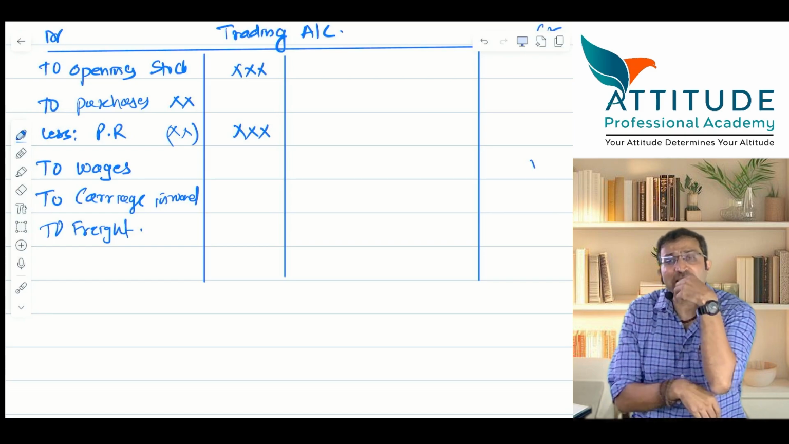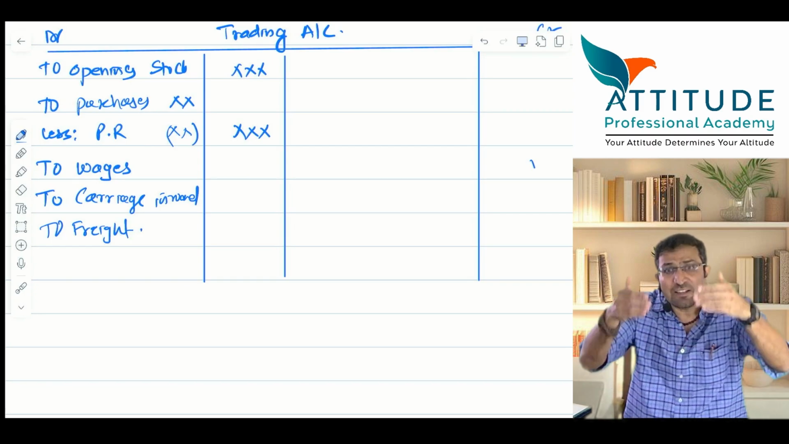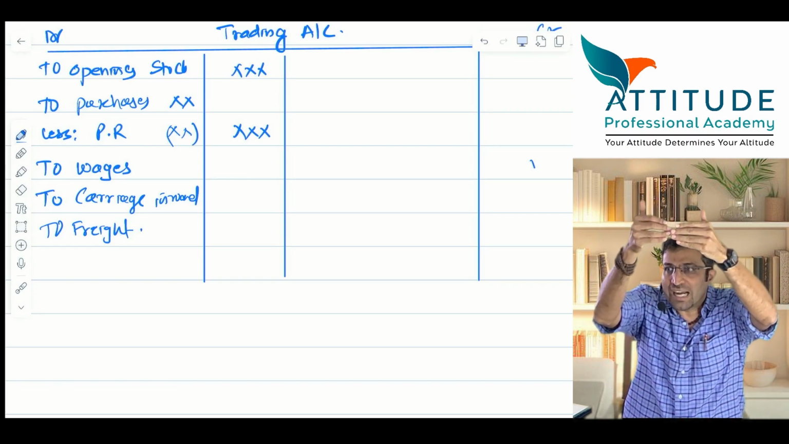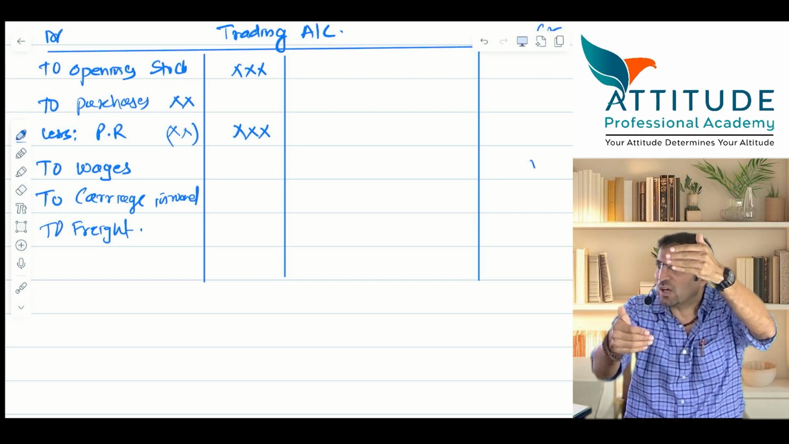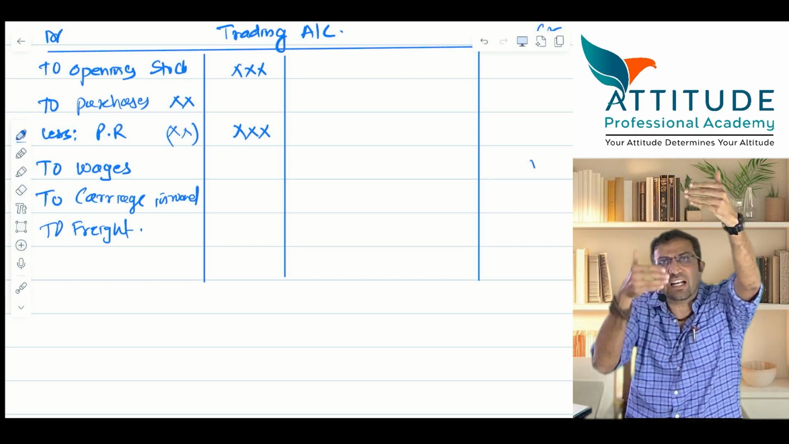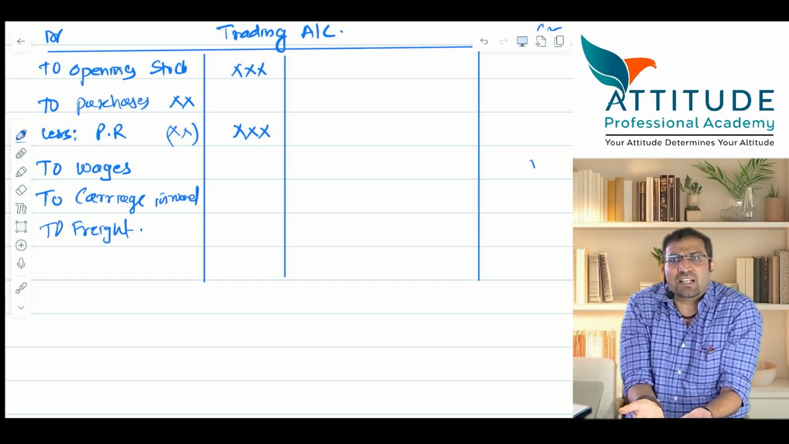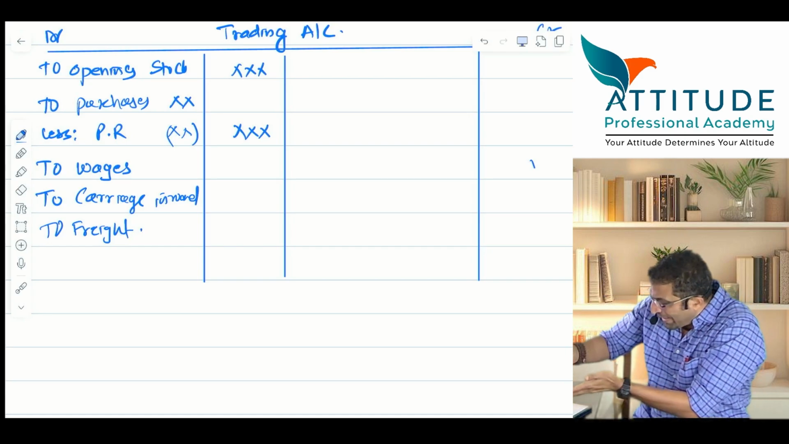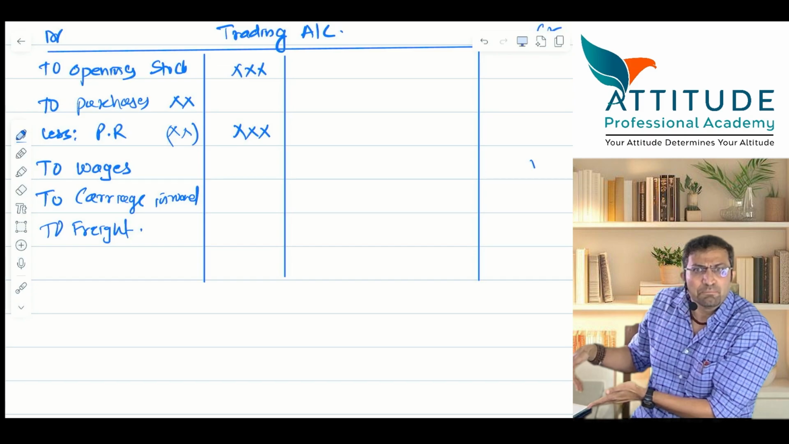Sir, if you are a manufacturer, then what account will you prepare? You will not prepare trading account. I'll first prepare the manufacturing account. After I manufacture the goods, I'll trade them. Then I'll prepare trading account, P&L account and balance sheet. So as a manufacturer, I have to prepare manufacturing account, trading account, P&L account and balance sheet. Here, I am not a manufacturer. Why should I prepare manufacturing account? Here, manufacturing expenses will not come.